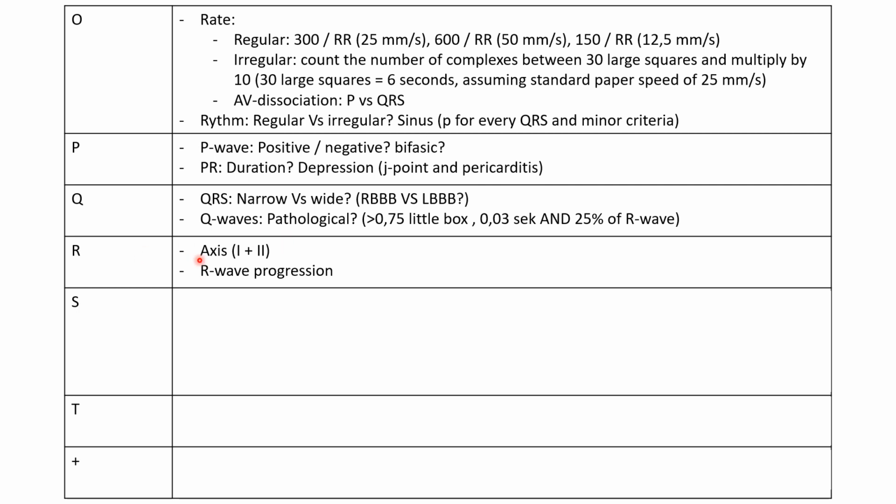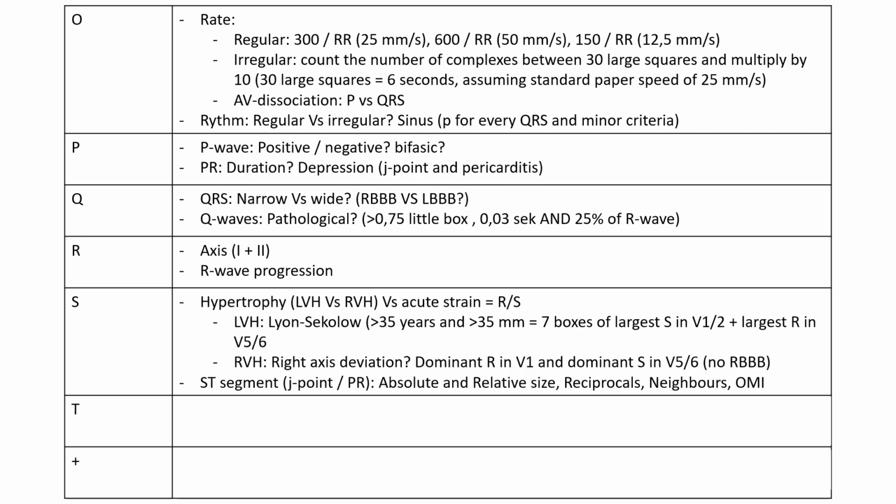Then you look at the R's, and the R, which is upwards, has something to do with axis as well. Because the axis is usually upwards, but it can be downwards, and we'll go through that later. But in Scandinavia, we have a tradition of looking at 1 and 2, but as you'll see in Life in the Fast Lane, they have a tradition of looking at other patterns in other countries. Just know that there are different ways of doing axis, but we do it like this. Then you have the R wave progression that we already mentioned.